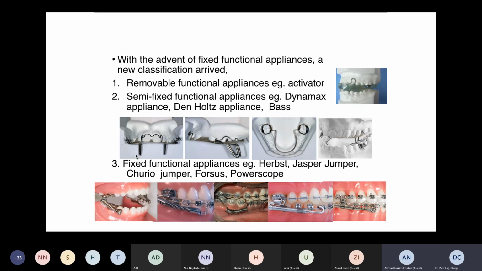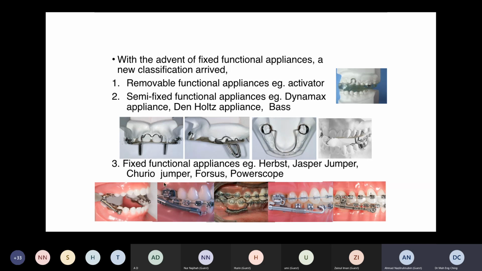So you see the top component of this Dynamax appliance. This top appliance can be removable. You can remove it and put it back yourself. Then the lower or the mandible, this is a lingual arch, which is fixed with the molar bands. This one cannot be removed. So the top is removable and the bottom is fixed, so they consider it a semi-fixed functional appliance. Or sometimes the reverse. Whichever comes with fixed and removable mixed together, we consider the second group, semi-fixed functional appliances.